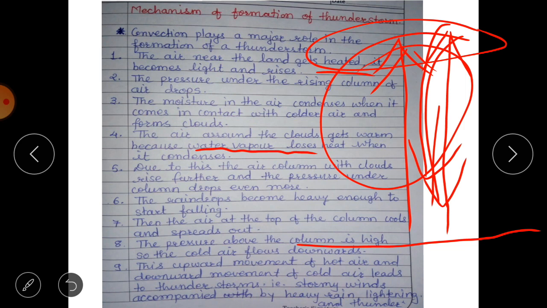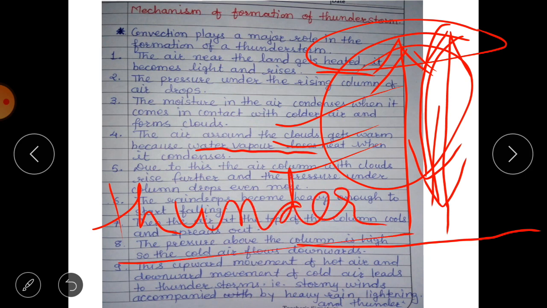Okay, thunderstorm means stormy winds which are accompanied by heavy rain, lightning and thunder. Because of this lightning, the air gets expanded suddenly due to the heat produced, and this produces a large sound which we hear as thunder, and we call it a thunderstorm. It means a large sound with very high speed wind.